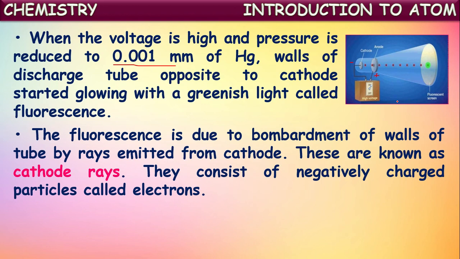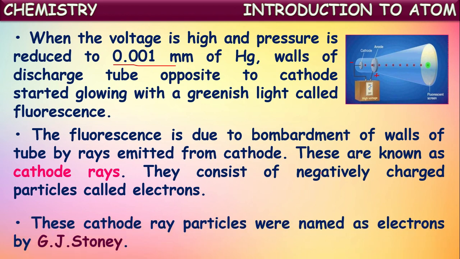A glow was observed and a greenish light passed from the cathode side to the anode side, and a fluorescent glow was observed on the screen at the back side of the anode. So he called the rays which passed from the cathode side cathode rays. They consist of negatively charged particles called electrons. Actually, these cathode ray particles were named electrons by G.J. Stoney. At the earlier stage, by the discovery, they were called cathode rays. They were not called electrons at the starting itself.